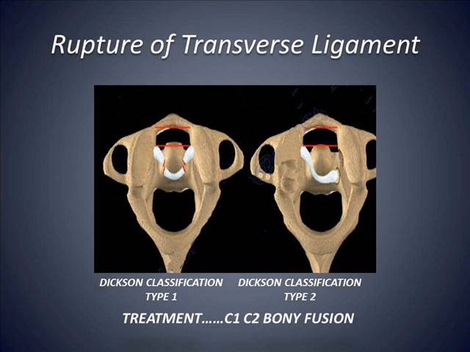Here we have some diagrams showing rupture of the transverse ligament, and we have two types which are classified by the name Dixon: Dixon type 1 and Dixon type 2. Type 1 is a full section torn out, and as we can see on the right, in type 2 there is a bony avulsion. Treatment of this is a C1, C2 bony fusion.